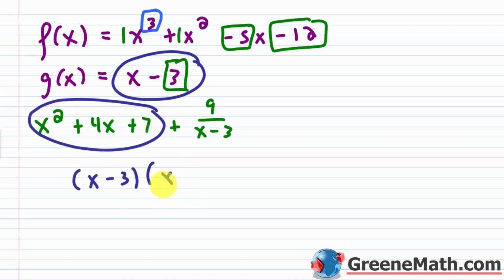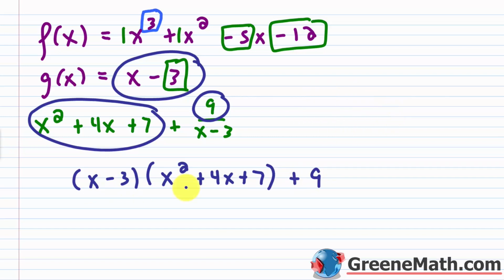Okay, so the quotient is x squared plus 4x plus 7. Then I add my remainder to that, which in this case is 9. So you have your divisor, you have your quotient, and you have your remainder. It's the same thing that we looked at with the whole numbers a second ago.